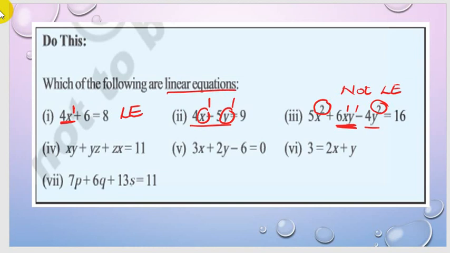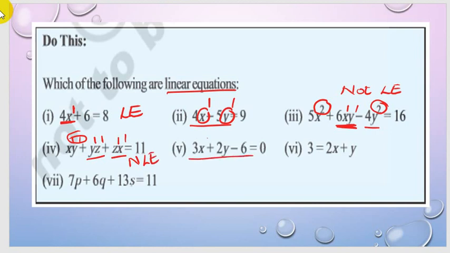What is he asking? He is asking for a linear equation, but he did not mention whether it is in one variable or two variables, right? If you observe this, x power 1, y power 1, here y power 1, z power 1, z power 1, x power 1. So what is the power of this term? 2. Likewise for this also 2, for this also 2. Hence the degree of this equation is 2, so that's why it is not a linear equation.